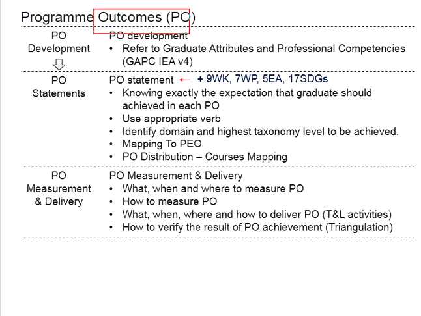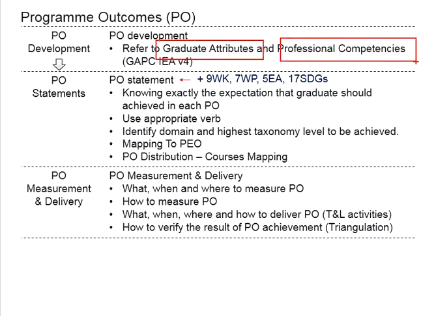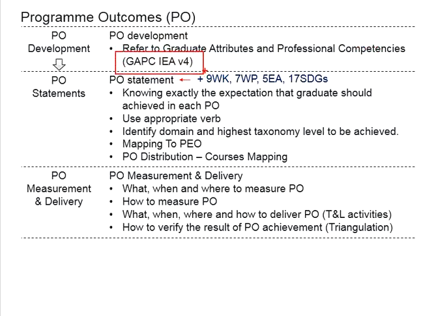These are the outcomes that we anticipate from our students upon completion of the program. This refers to one cycle of the academy, which in an engineering program is typically 4 years. First, we talk about the PO development. We can refer to the Graduate Attributes and Professional Competencies, known as GAPC, IEA version 4. What are those actually?